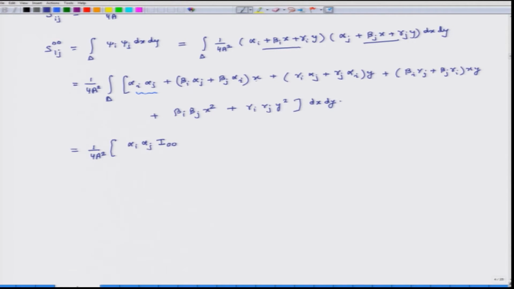Then I have this x term. So, this is beta_i alpha_j plus beta_j alpha_i, and this constant is multiplied by x dx dy and it is integrated. So, this will give me I_10, plus the third term gamma_i alpha_j plus gamma_j alpha_i, and this is multiplied by y dx dy. So, integral of y dx dy is I_01.